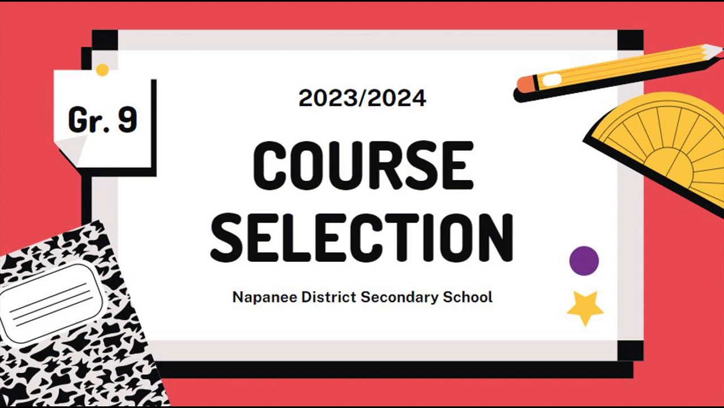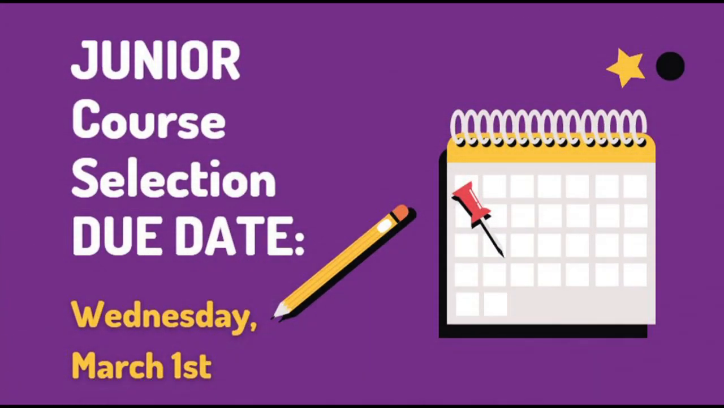So let's jump in. Before we dive into how to get ready and eventually submit your course selections for next year, we want you to put this date in your calendar. Junior course selections are due no later than Wednesday, March the 1st. This means you've made your decisions, you've talked about them with people at home, and you've entered them into MyBlueprint by this date. More on that later.